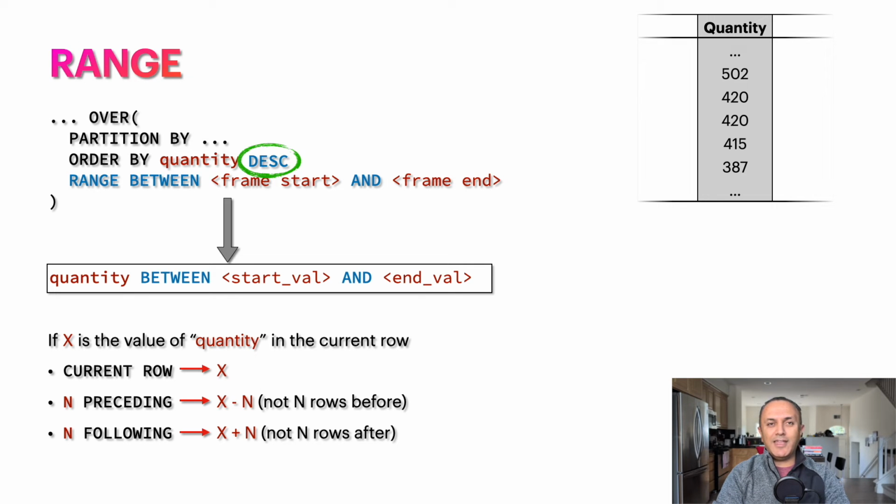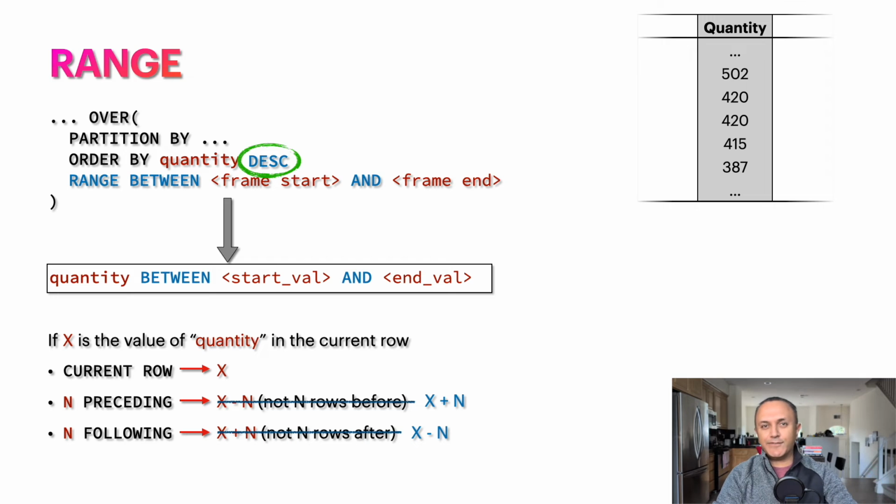Then when you say n preceding, it means n values before the current value. Before here is not minus, before here is plus, because the larger values are first. So the more you go before the current row, you're going to the larger value, so you need to add.